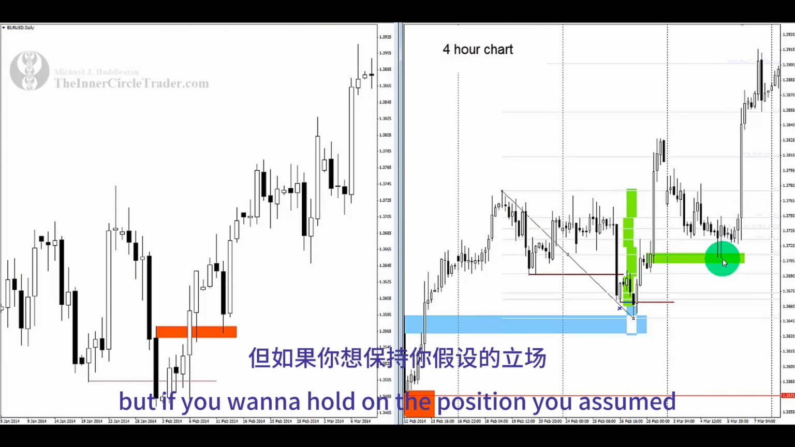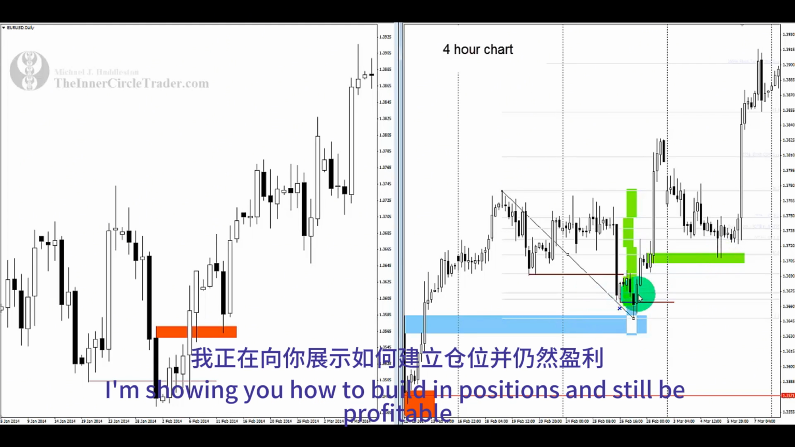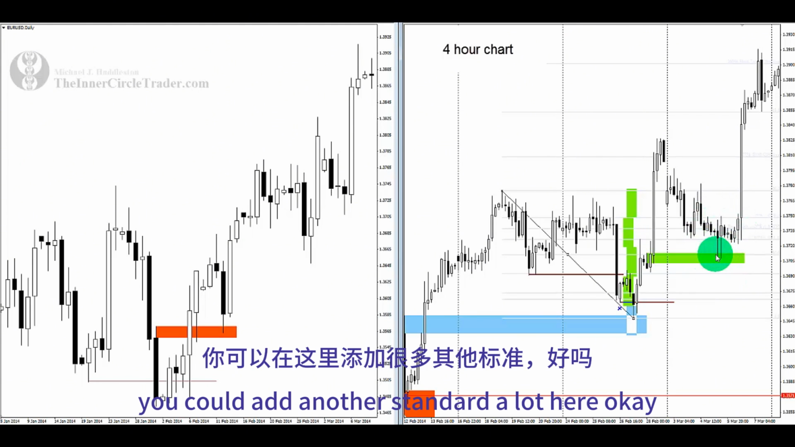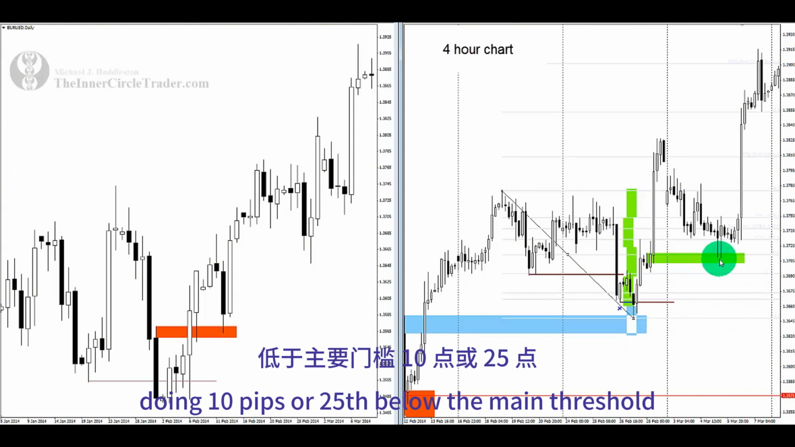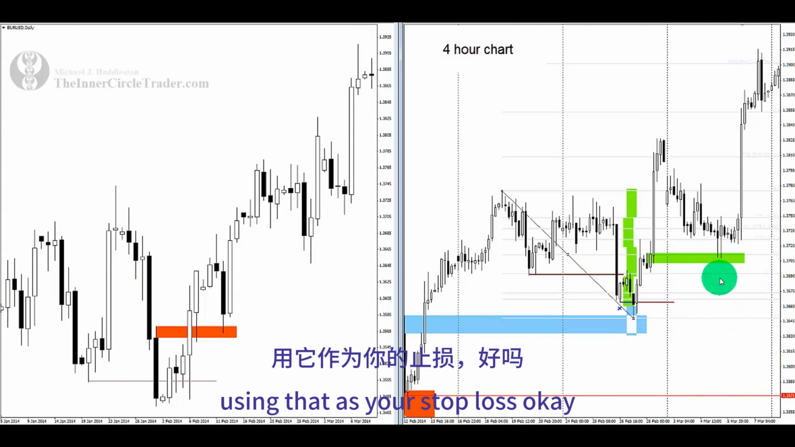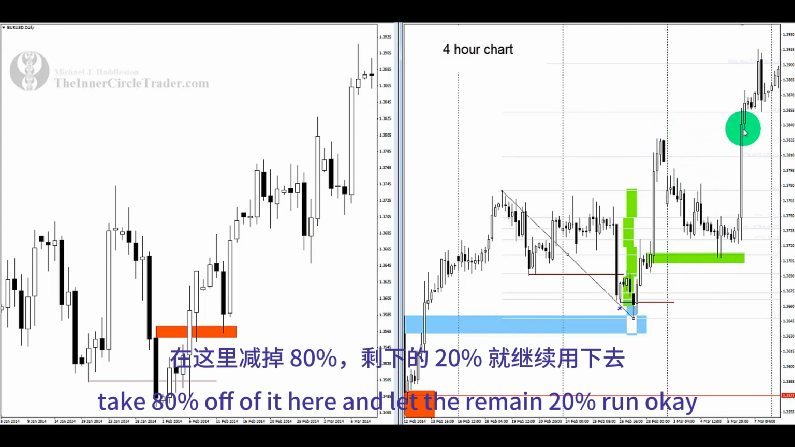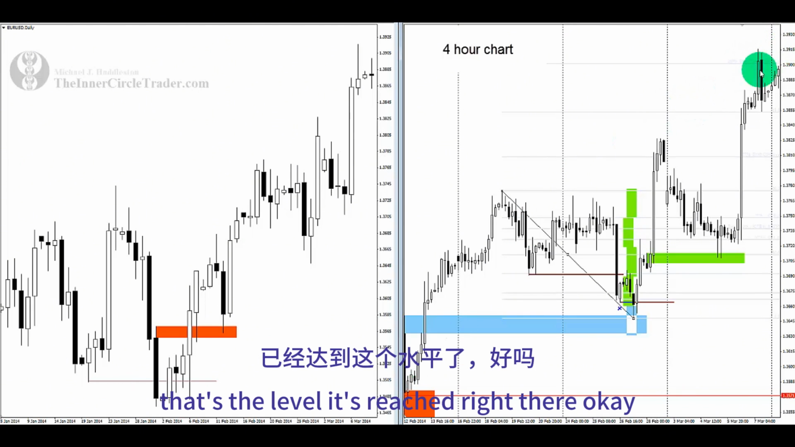But if you want to hold on to the position you assumed and just let it run for you, and you don't want to assume any new position or build in more position, because that's just what this is. I'm showing you how to build in positions and still be profitable, paying yourself and still building in positions. You could add another standard lot here and do the whole thing we did on both of these positions, using 10 pips or 20 pips below the mean threshold as your stop loss, and then getting back to the old high here, take 80% off of it, and let the remaining 20% run. And then ultimately the 20% from the original position, that's the level it's reached right there.